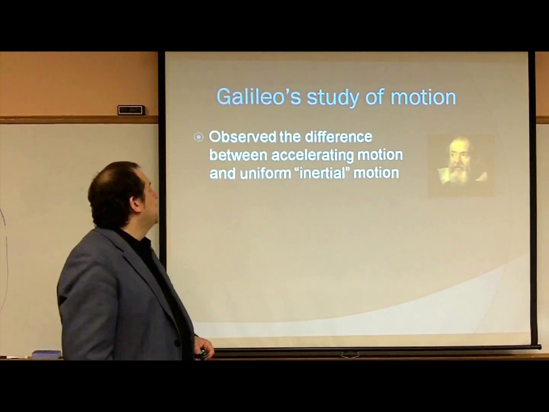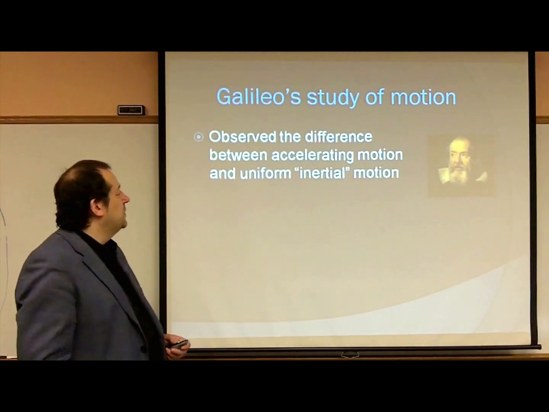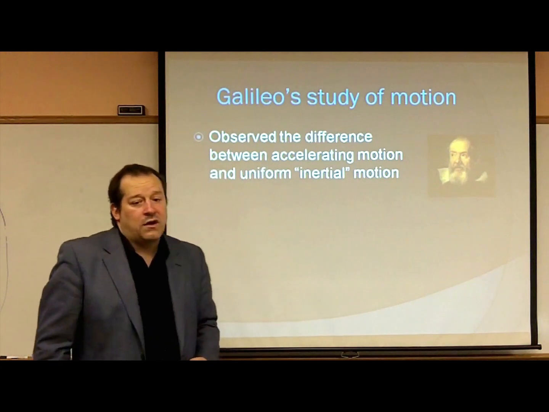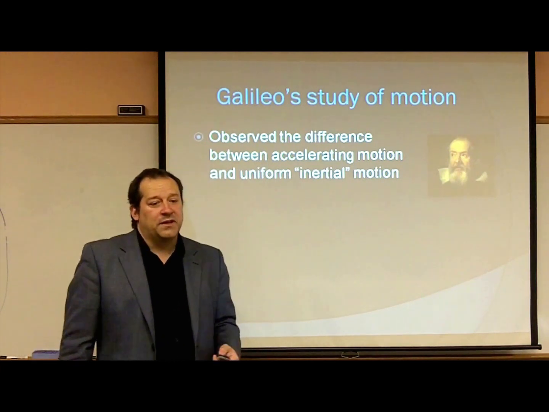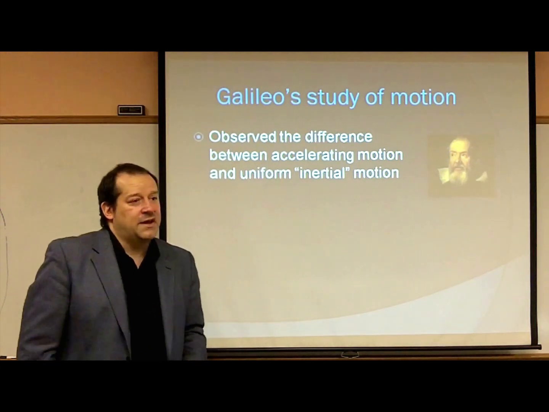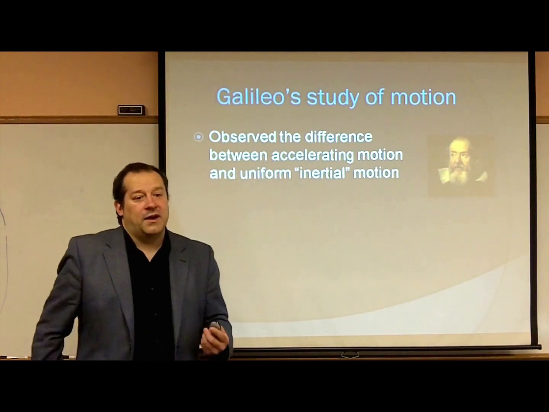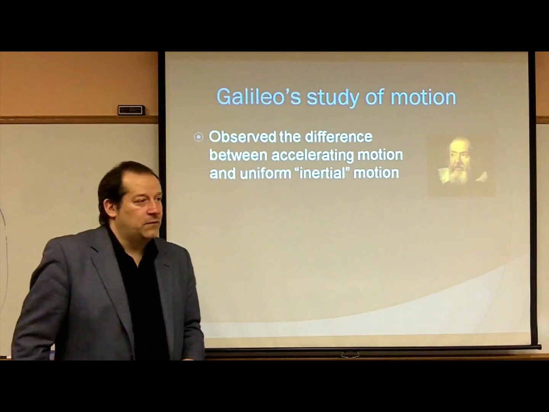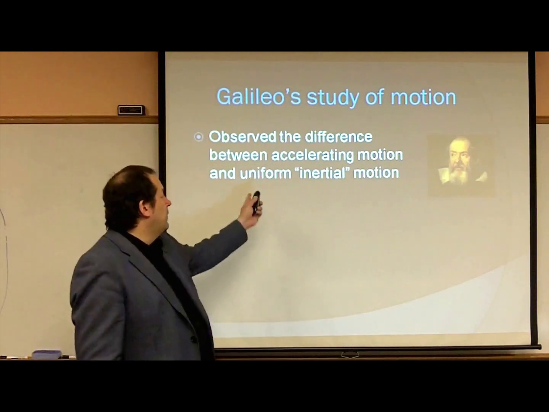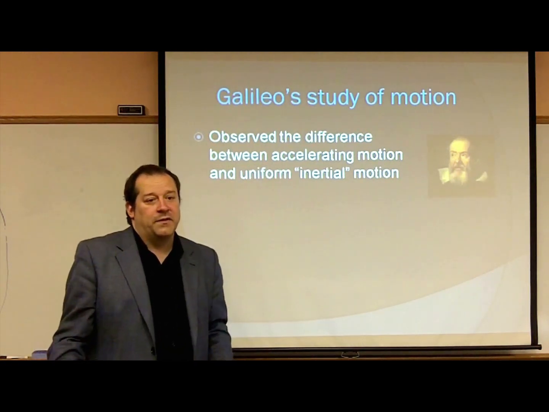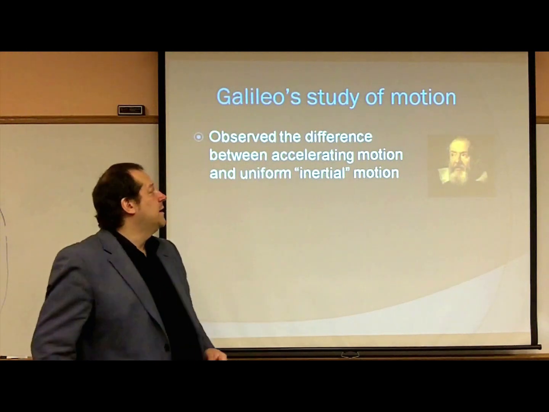So Galileo observed the difference between accelerating motion and uniform, or what we will call inertial motion. This is a really important first step in understanding the principle of relativity, because first we have to distinguish what the difference is between acceleration and uniform inertial motion. Another phrase for that, you'll hear me refer to that as constant velocity at times.